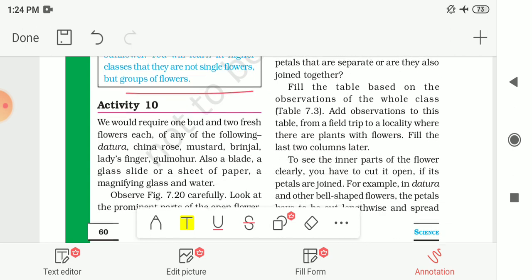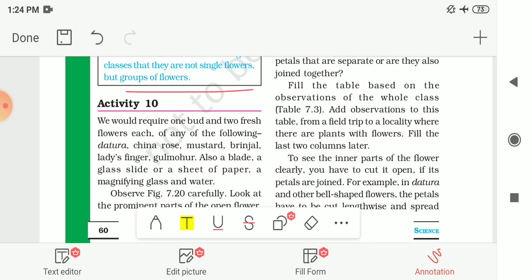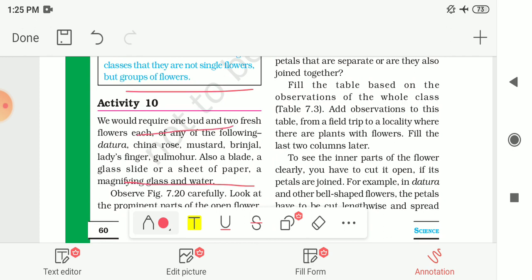Now the next activity is given here. In this we will study the different parts of the flower. Let me see activity number 10. For this activity we require a bud and two fresh flowers. You can take any of the following: the flower of datura, China rose, mustard, brinjal and lady's finger. You can also take the gulmohar flower. We also require a blade, a glass slide or a sheet of paper, a magnifying glass and water.